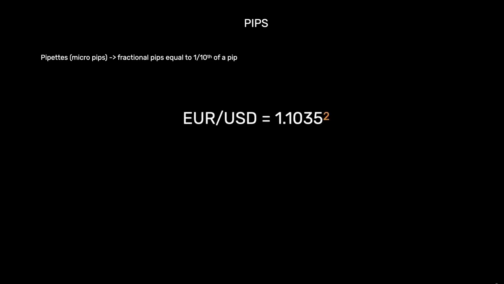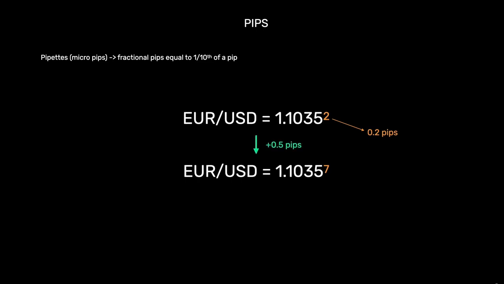So if euro dollar was quoted at 1.10352, then the 5th decimal place, which is usually visually displayed as a smaller number, that is the pipette, right? And in this case, that would be equal to 0.2 pips. And then if euro dollar was quoted at 1.10357, that would be an increase of half a pip.